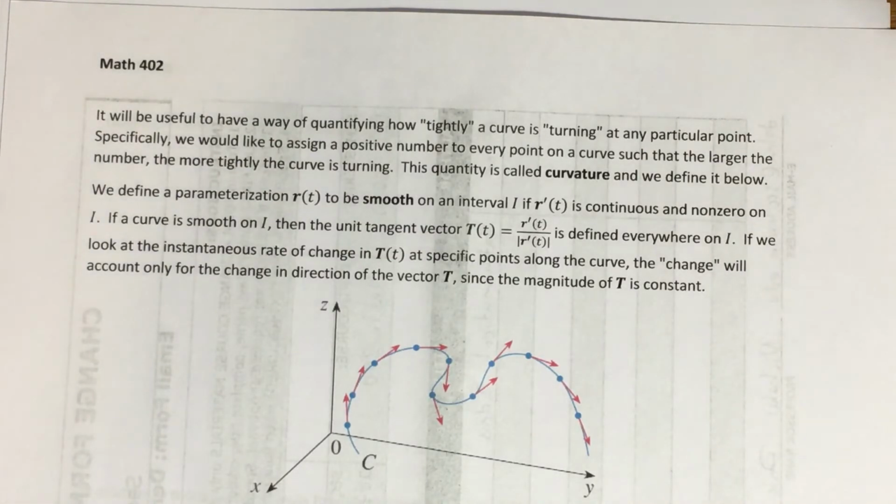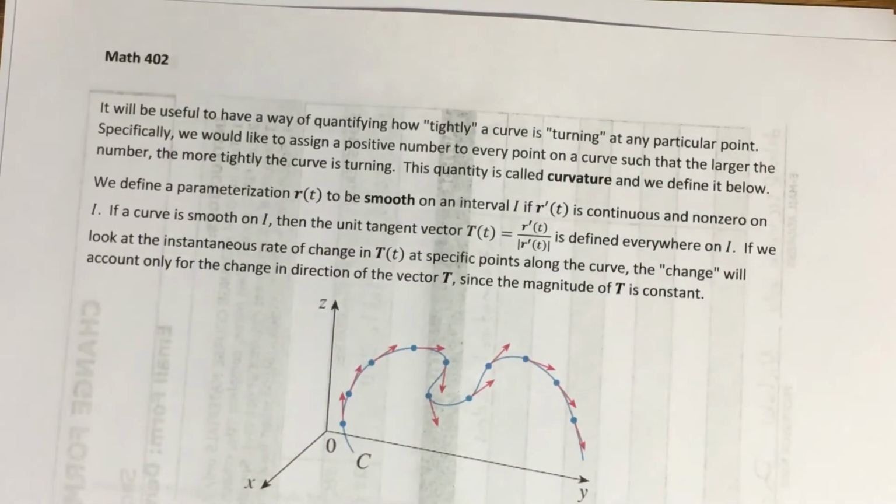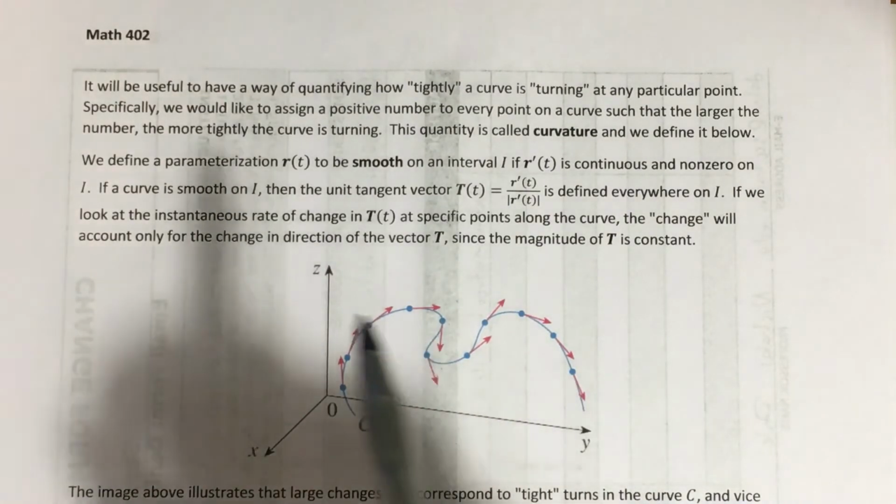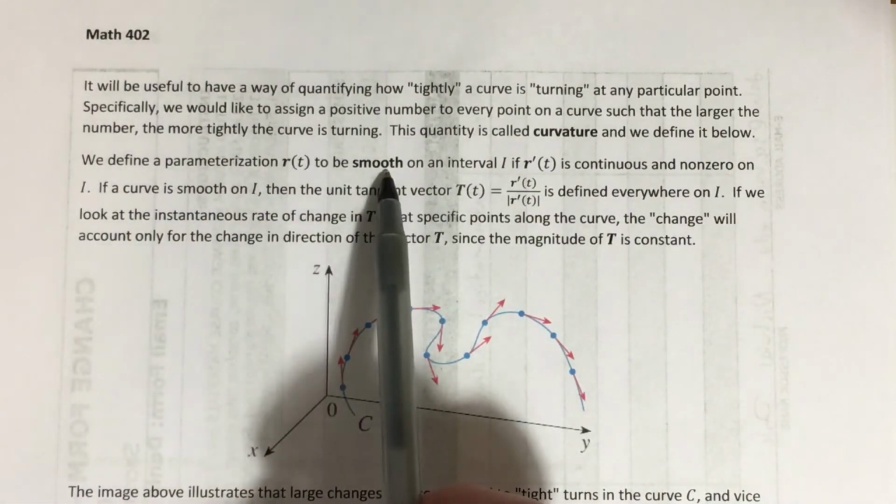Specifically, we want it to be a non-negative value, and the larger the number that represents curvature, the tighter the curve is at that particular point. This concept only applies to something that we call smooth curves. So I'm going to give you the definition of smooth right here.